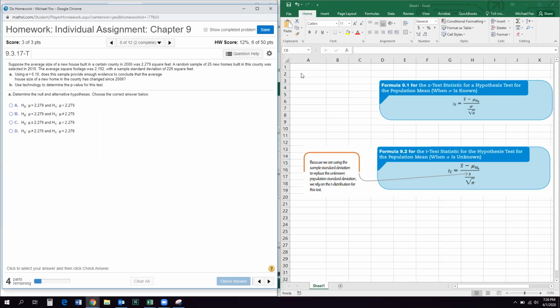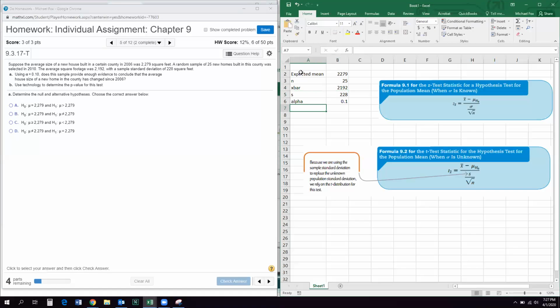So as always, I just start with what I know. Our expected mean, or the claimed mean, however we want to say that, is 2279. The n, or sample size, is 25. Our x bar, or sample mean, was 2192. And our sample standard deviation, which is usually denoted with an s, is 228 with an alpha of 0.1. So that's everything we know.